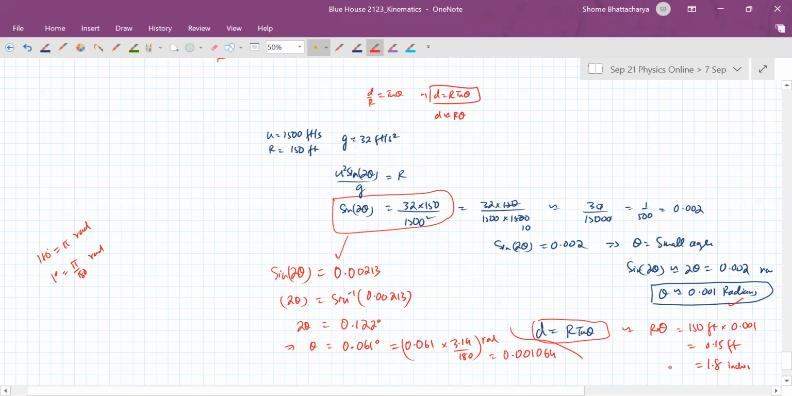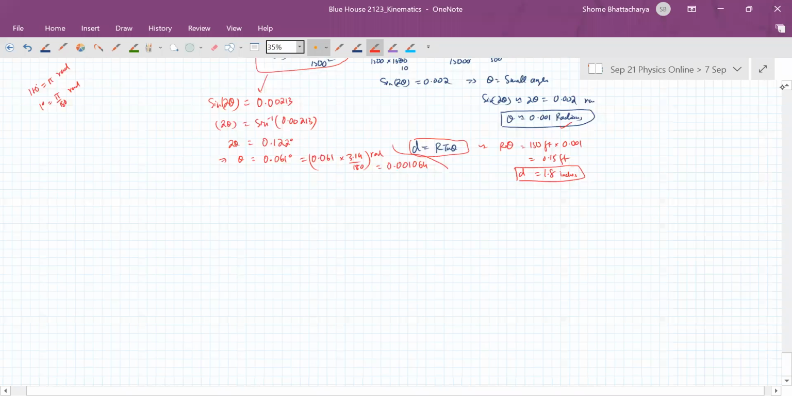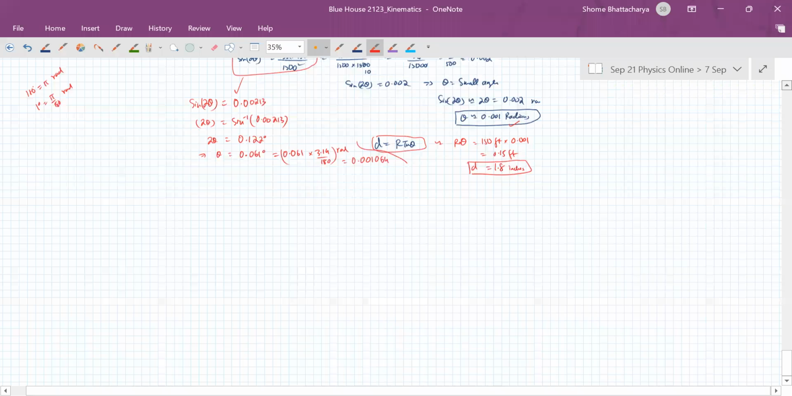If you're a sniper, you have to aim 1.8 inches above the target if your target is at the same horizontal level as you and 150 feet away, to account for gravity. And of course, in a real life situation, the sniper also has to account for wind resistance if there's a strong wind blowing and all that. So it's all physics actually, snipers.